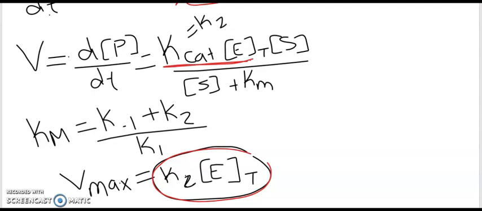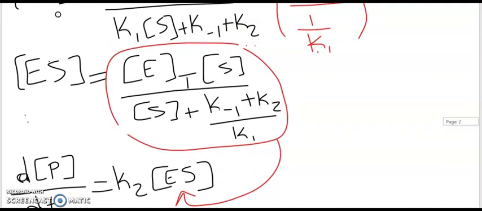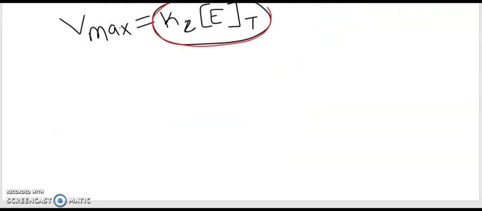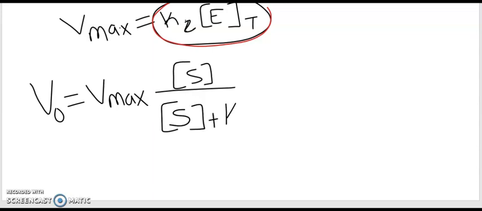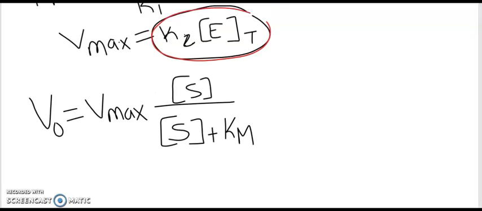Like I said, Kcat is the same as K2, so if we substitute Vmax into this right here, we get V0 equals Vmax times concentration of S over S plus Km. And that's the Michaelis-Menten equation right here.